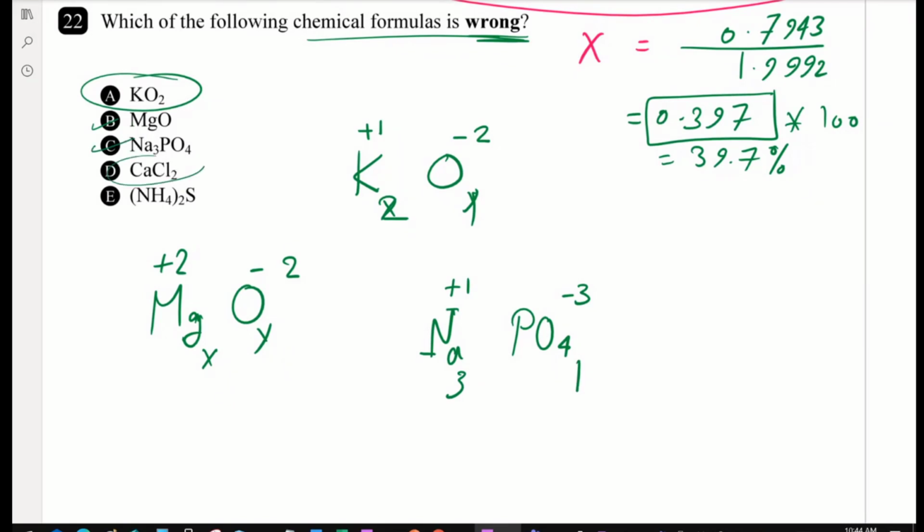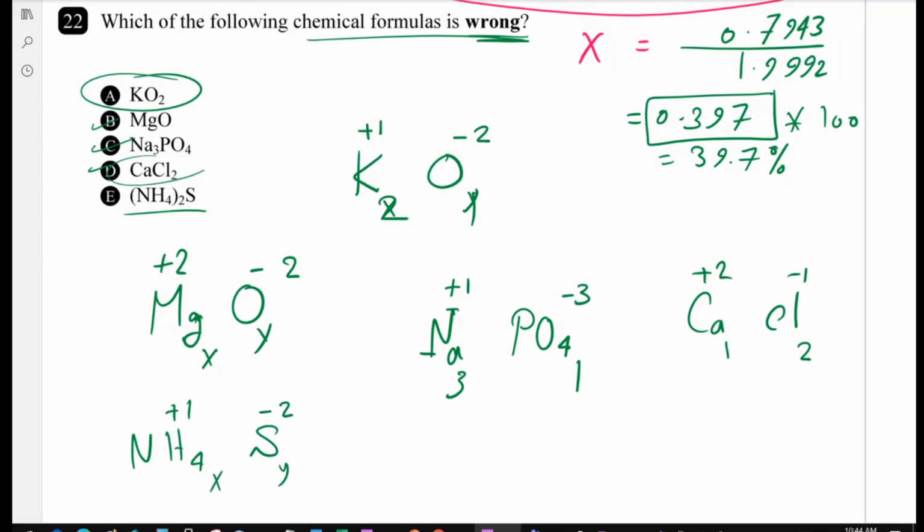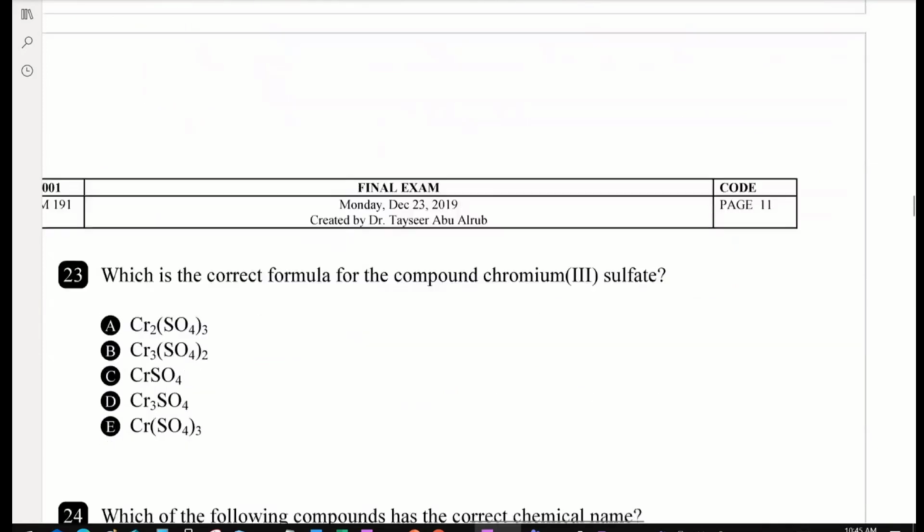So it's right. CaCl2. Ca is +2, Cl is -1. So I have here 1 and 2. So it's CaCl2. It's right. (NH4)2S. NH4 is +1, it's a polyatomic ion. And the sulfur is -2. So X and Y will be 2 and 1. So it should be NH4 total 2 and only 1 S. So this is right. So the only KO2 is the wrong one. Okay.